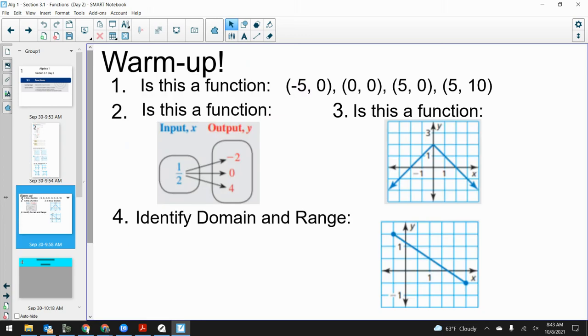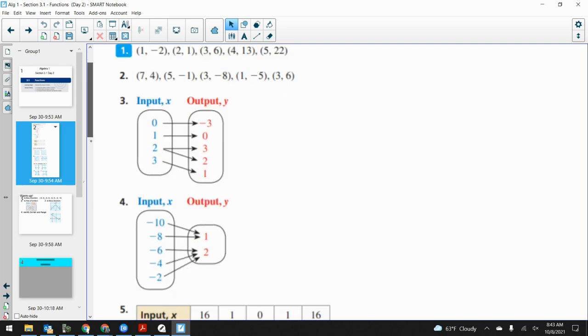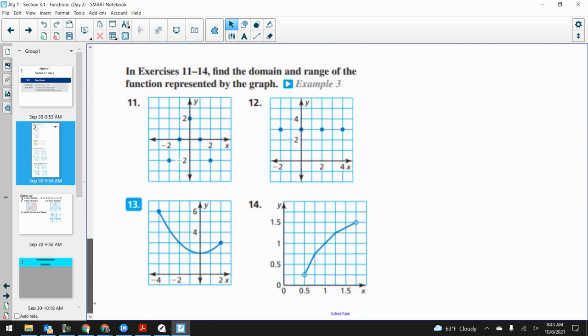So here's the warm-up for anybody playing along at home. Pause and do this, and then we'll go over it in a second. But now I would like to talk through some of the homework problems.